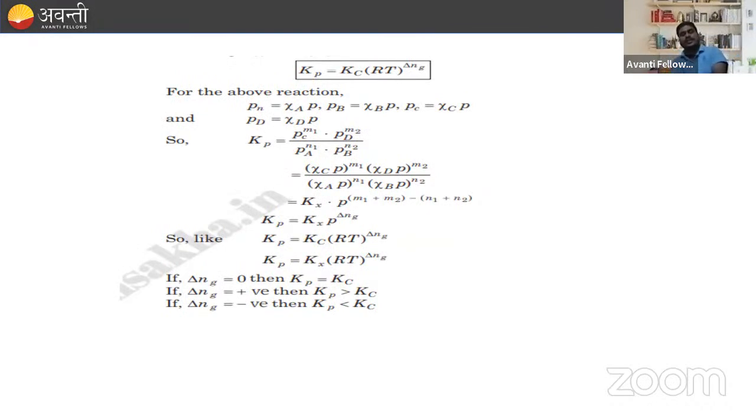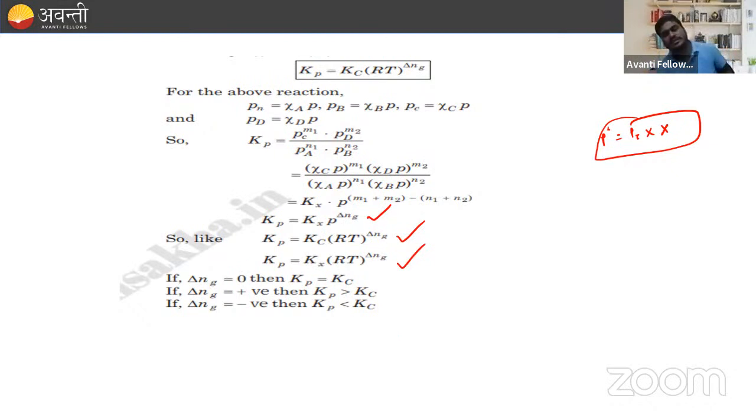Now, we also know how to arrange this in terms of mole fraction. We know that partial pressure is equal to mole fraction into total pressure. So we know this formula; just put it in here. What we will get is Kp is equal to Kx P to the power delta Ng. So Kp is equal to Kc(RT) to the power delta Ng, and Kp is equal to Kx P to the power delta Ng. This is what we get in terms of Kp, Kx, and Kc.